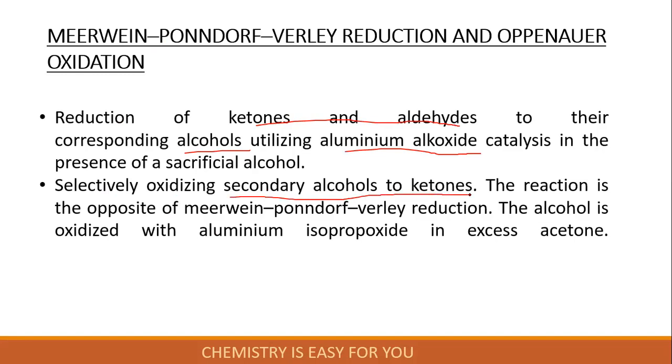In the same way, oxidation of secondary alcohols to ketone in the presence of aluminium alkoxide will be the Oppenauer oxidation. So first, the reduction will be of ketone to alcohol, then the oxidation will be from alcohol to ketones.